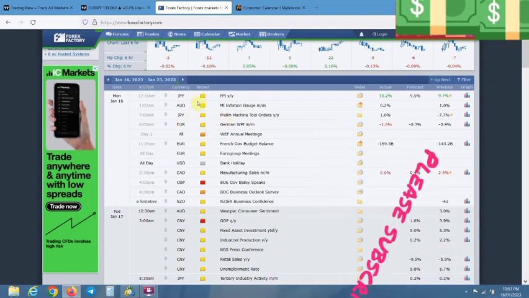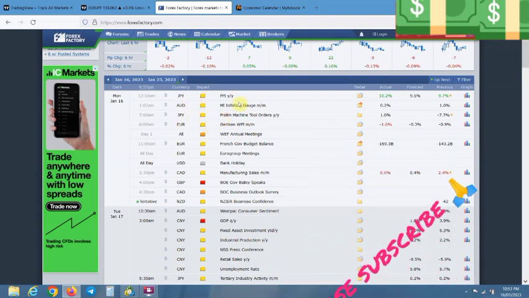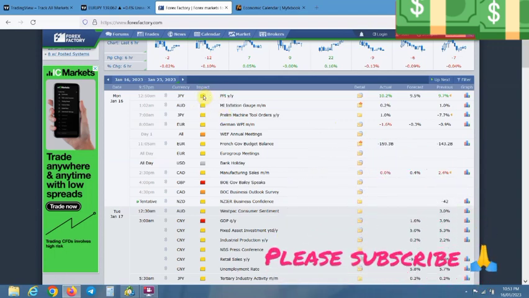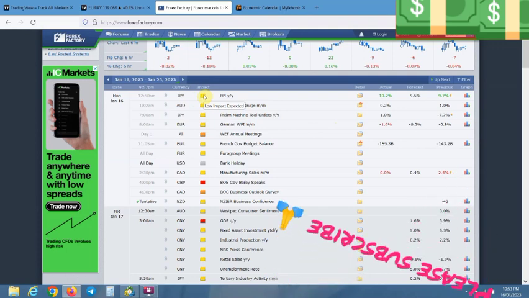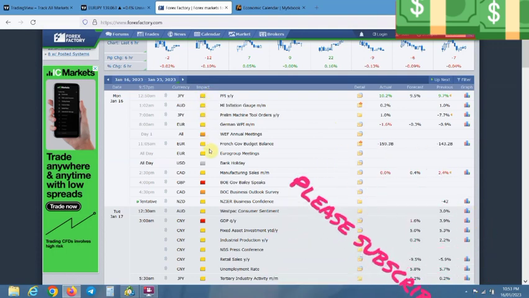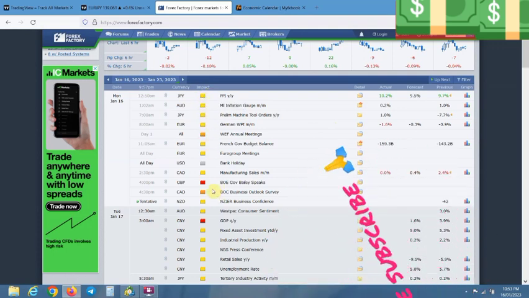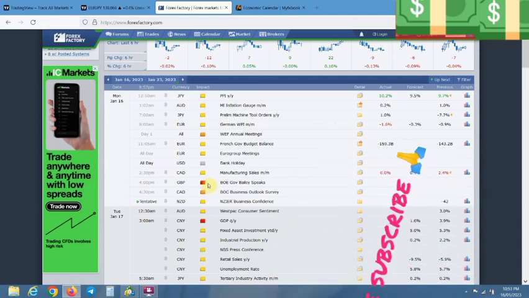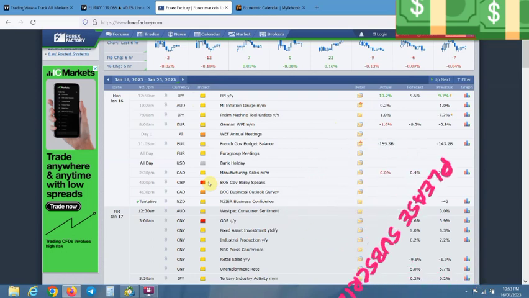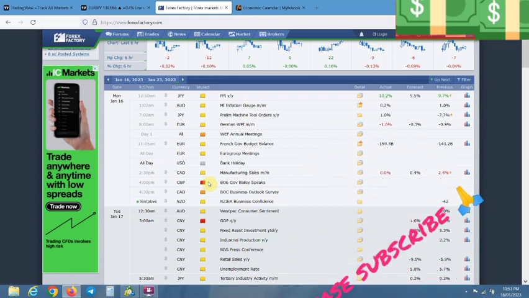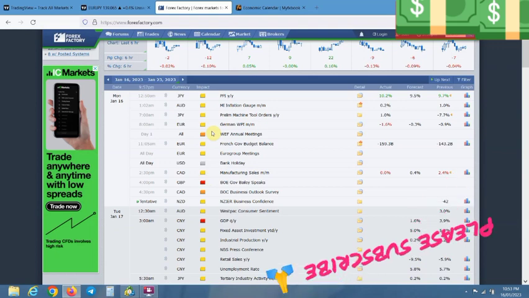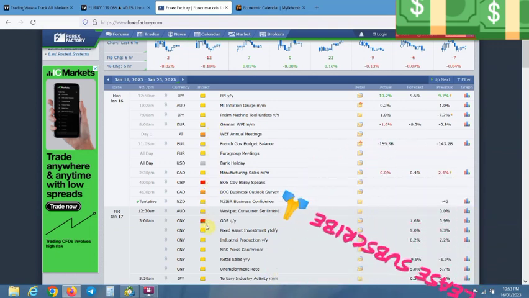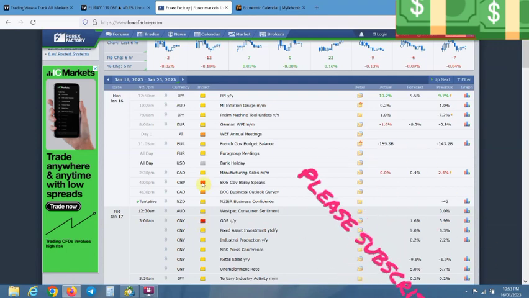For example, you see the yellow news. The yellow impact represents that the news is going to be medium, but the red sign represents that the news is going to be very, very high. It's going to affect the market in a very high way. It's going to make the market very, very volatile when that news is being released. So you should be watching out for any news that has a red sign on it.